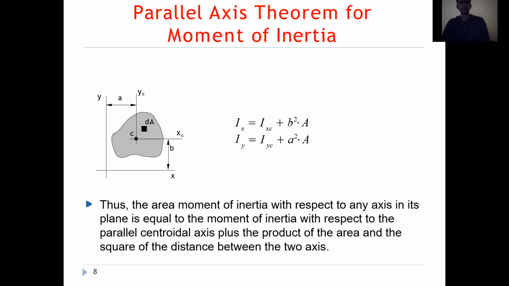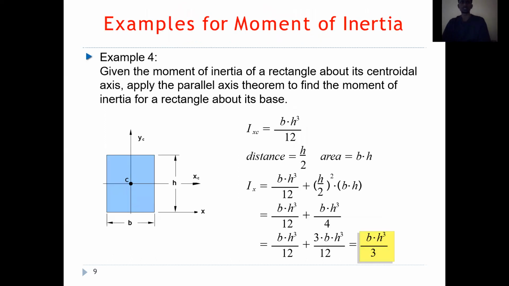Thus, the area moment of inertia with respect to any axis in its plane is equal to the moment of inertia with respect to the parallel centroidal axis plus the product of the area and the square of the distance between the two axes. Examples for moment of inertia.